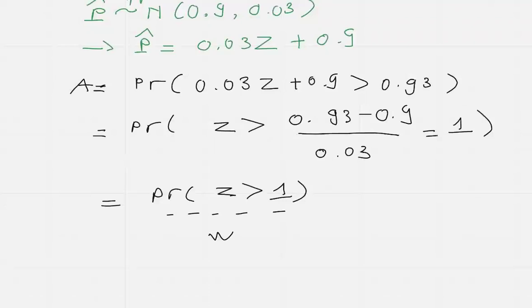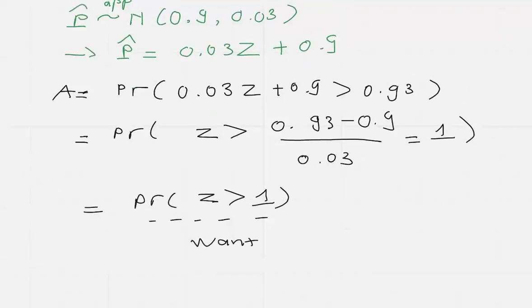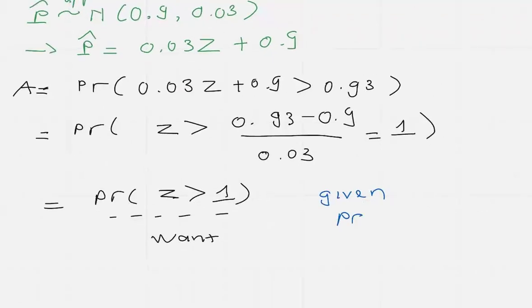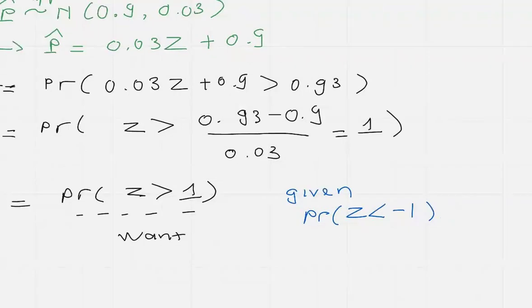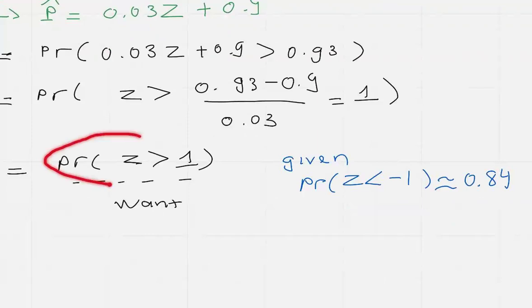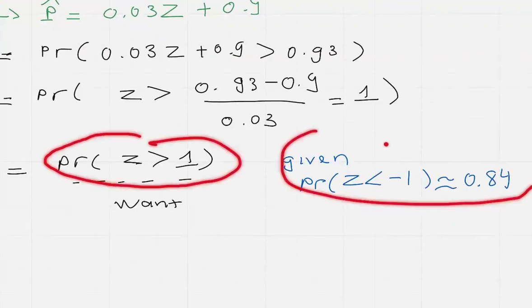This is what we want. However, what we are given, when we look at the start of the question, is based on the question information given before: the probability that z is less than -1 is approximately 0.84. So we need to make a connection between what we want and what we are given to answer the question. Then how can we do that?